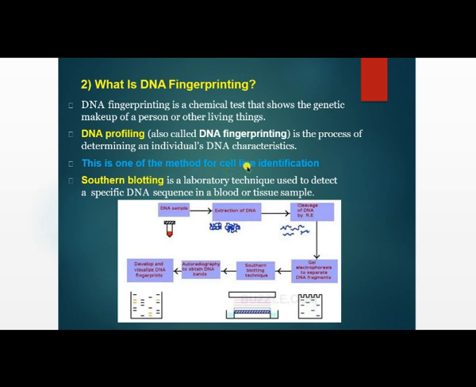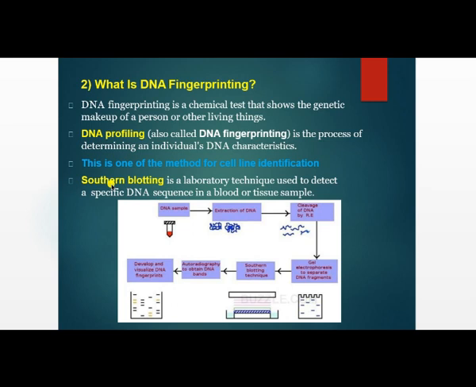This is one of the methods for cell line identification. As I told, this method we can use for cell line identification and cell line determination, or molecule determination. Why molecule determination? Because DNA is nothing but a molecule. So we are determining the DNA molecule. After that we are going to determine the cell by determining this DNA molecule by using DNA fingerprinting or DNA profiling method.